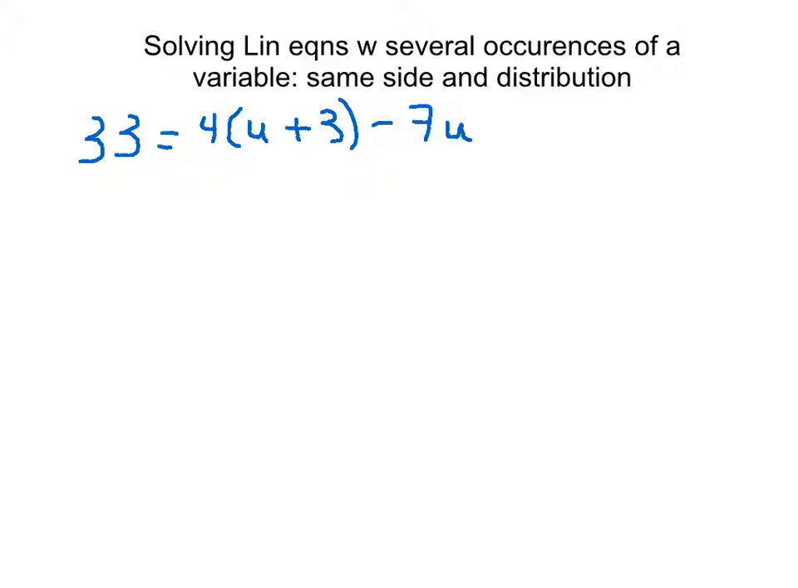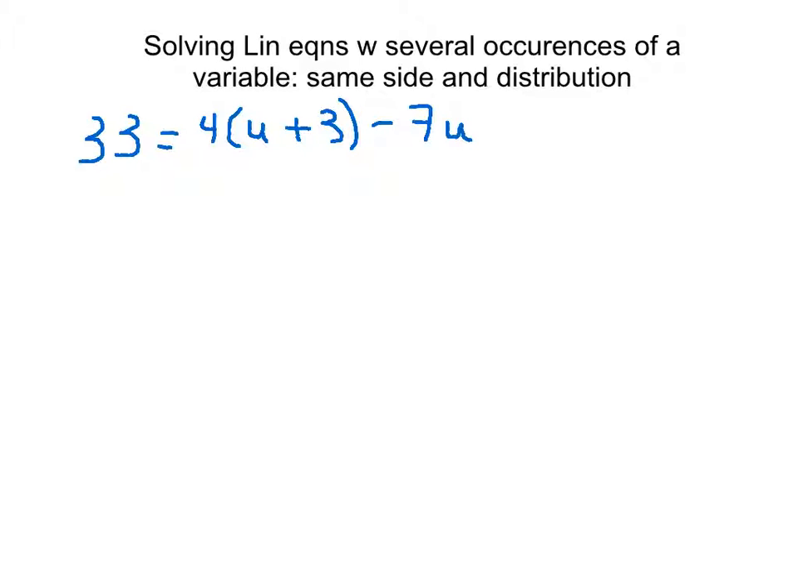All right, so let's start with this problem. 33 equals 4, parentheses u plus 3 minus 7u. This big topic got its name, all the many words for its name, because we have more than one u that we can see, and the u's are all on one side of the equal sign. The distribution part comes because of the parentheses. We're going to have to multiply that 4 through the parentheses, and that's called the distributive property or distribution.